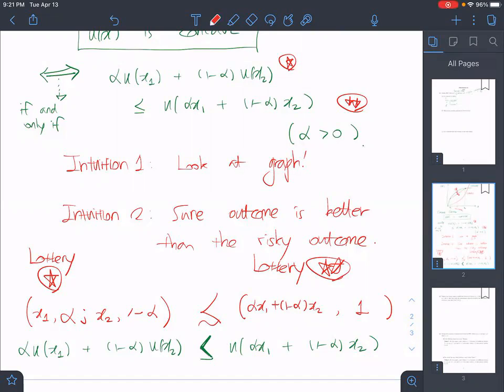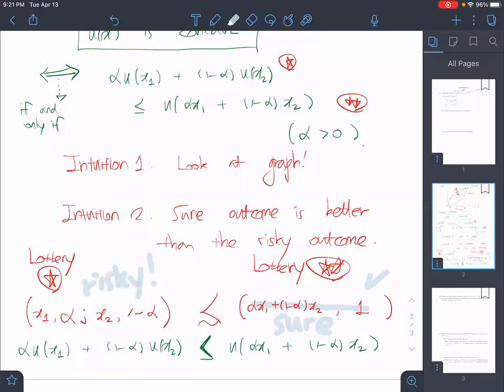Sure outcome. This one happens for sure. This one is a risky outcome. Okay, because they have the same mean. So in these lotteries, 1 star and 2 star, I'm expected to get the same value. However, I prefer a sure outcome. Okay, so this is intuition number 2.